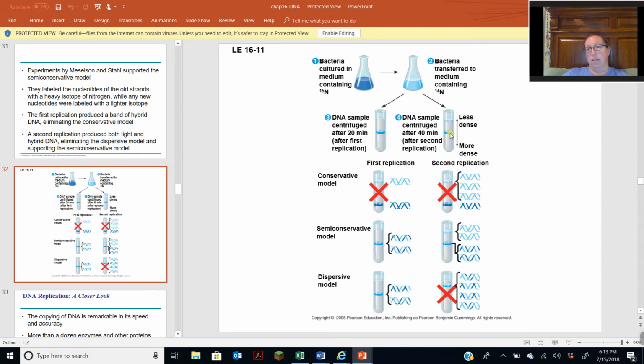Well, now you start seeing the separation. The conservative one was already out, but they just showed that it was even farther out. The semi-conservative model was still a go. And the dispersive model, if it was dispersive, would have gone up to the top. And there were two bands in this case, not one. So that one was out. And then you have the evidence that supports the hypothesis of the semi-conservative model.